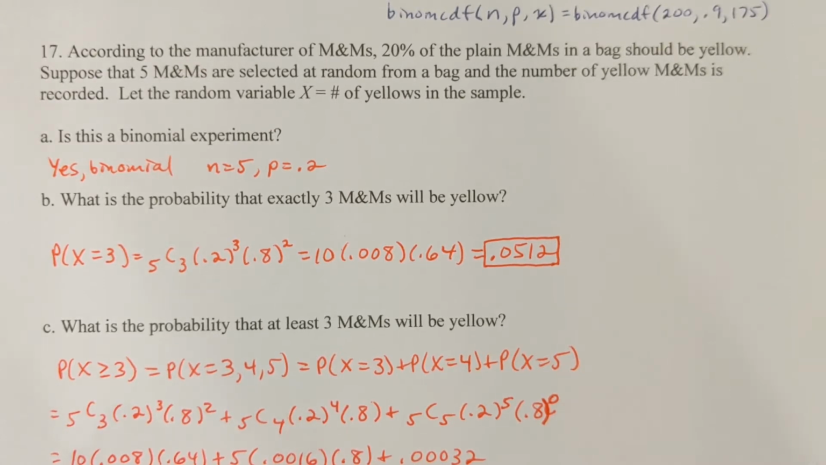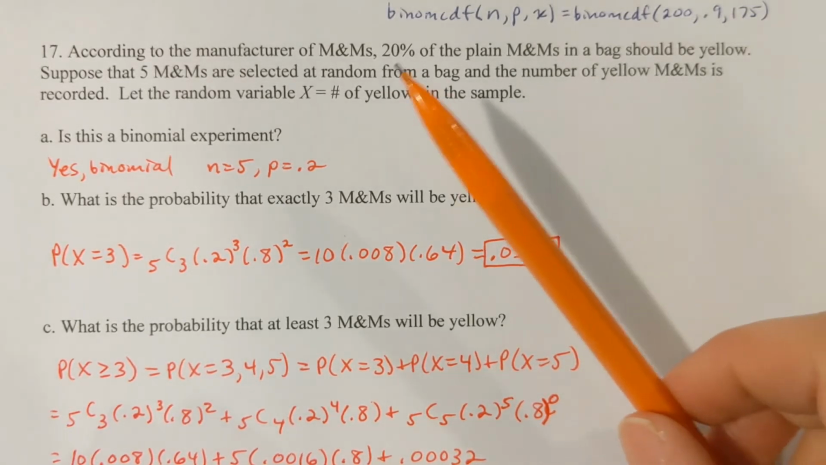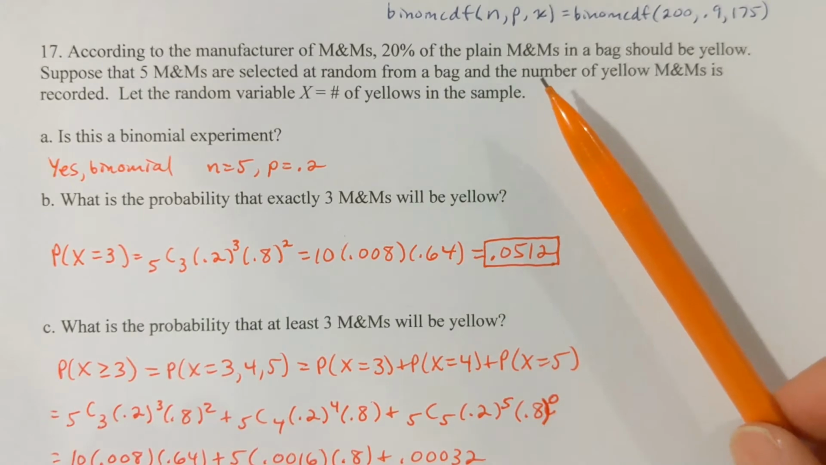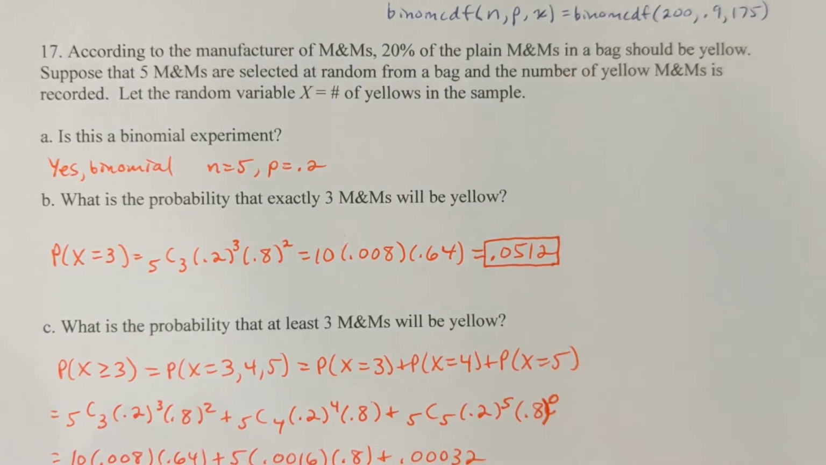Okay, you're only going to have 2 outcomes. Either the M&M is yellow or it's not. That's all we care about, the number of yellows that we get. And then the probability of a success would stay the same from trial to trial. That's condition 4. That would be true here because we were told that 20% of the M&Ms in a bag should be yellow. So regardless of the selection, you always have a 20% chance of getting a yellow M&M. Okay, and that's not going to change.